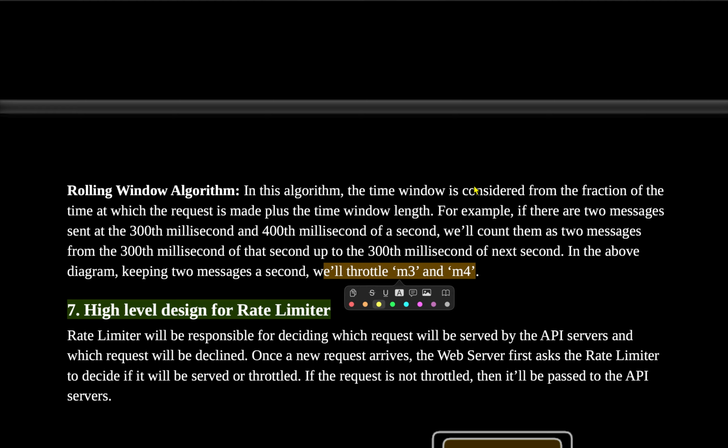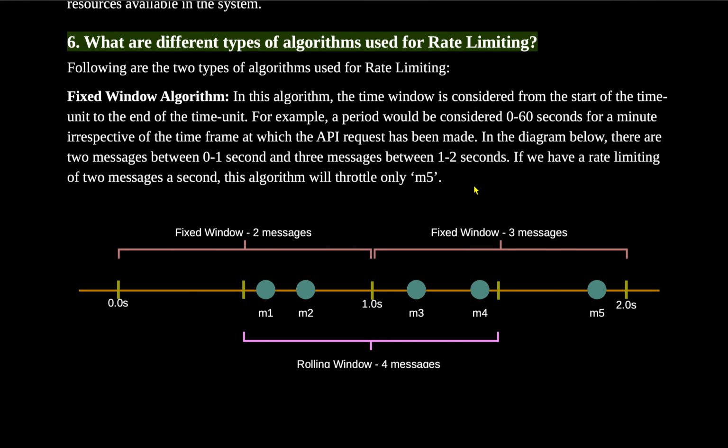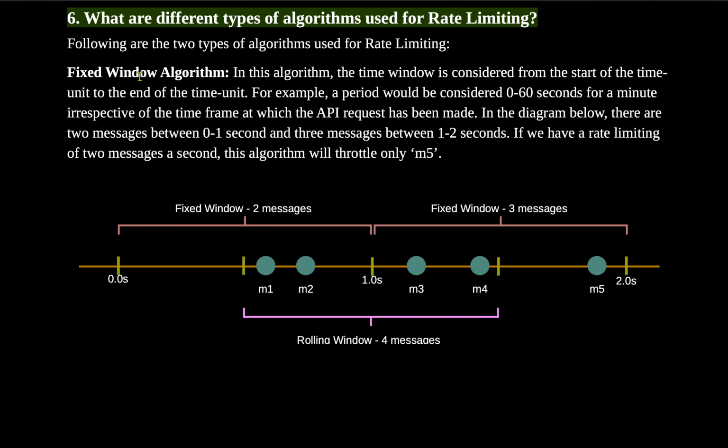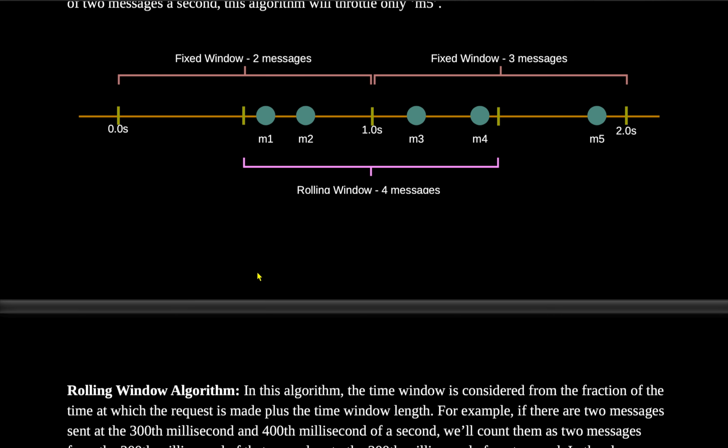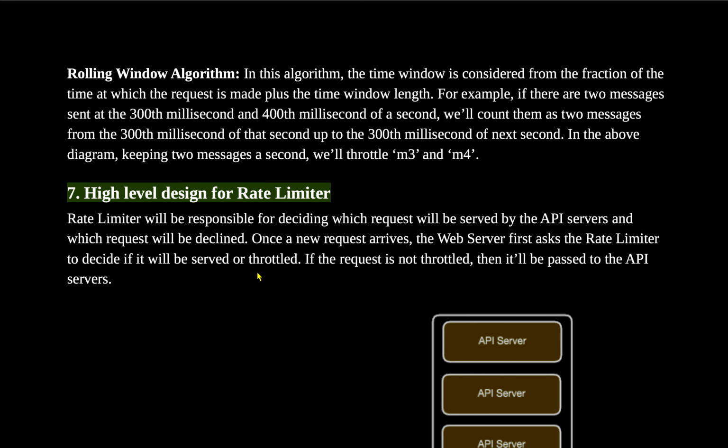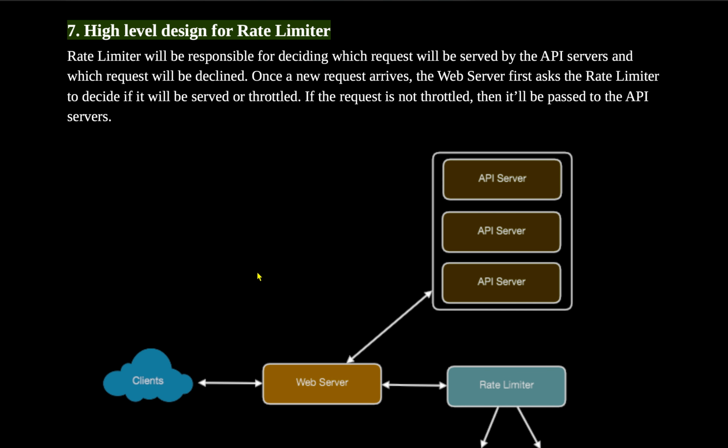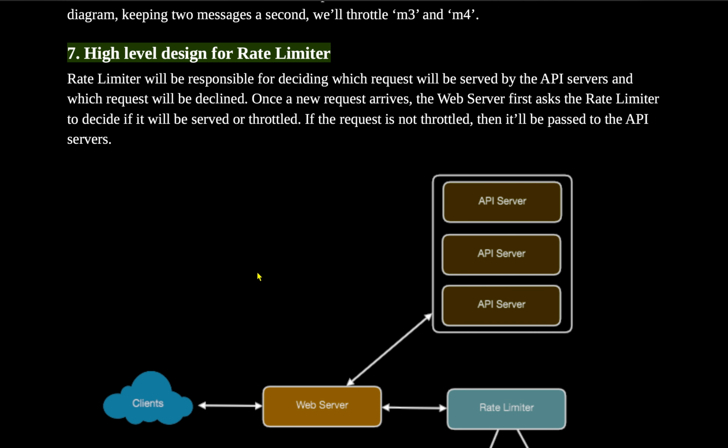There is also a sliding window log algorithm, and a fixed window counter algorithm. So this is just a fixed window counter. But anyways, how are we going ahead with the high level design for a rate limiter?